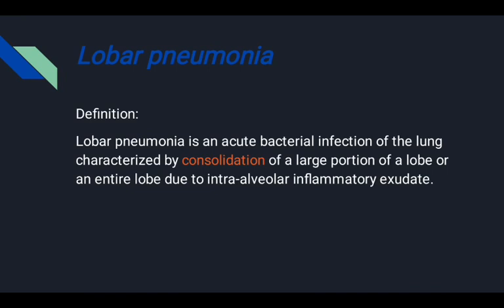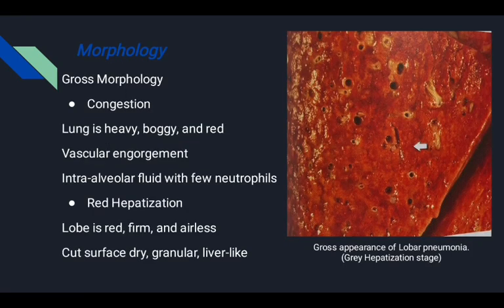Now we'll see lobar pneumonia. What is lobar pneumonia? Lobar pneumonia is an acute bacterial infection of the lung characterized by consolidation of a large portion of a lobe or an entire lobe due to intra-alveolar inflammatory exudate. Lobar pneumonia progresses through four classical stages.